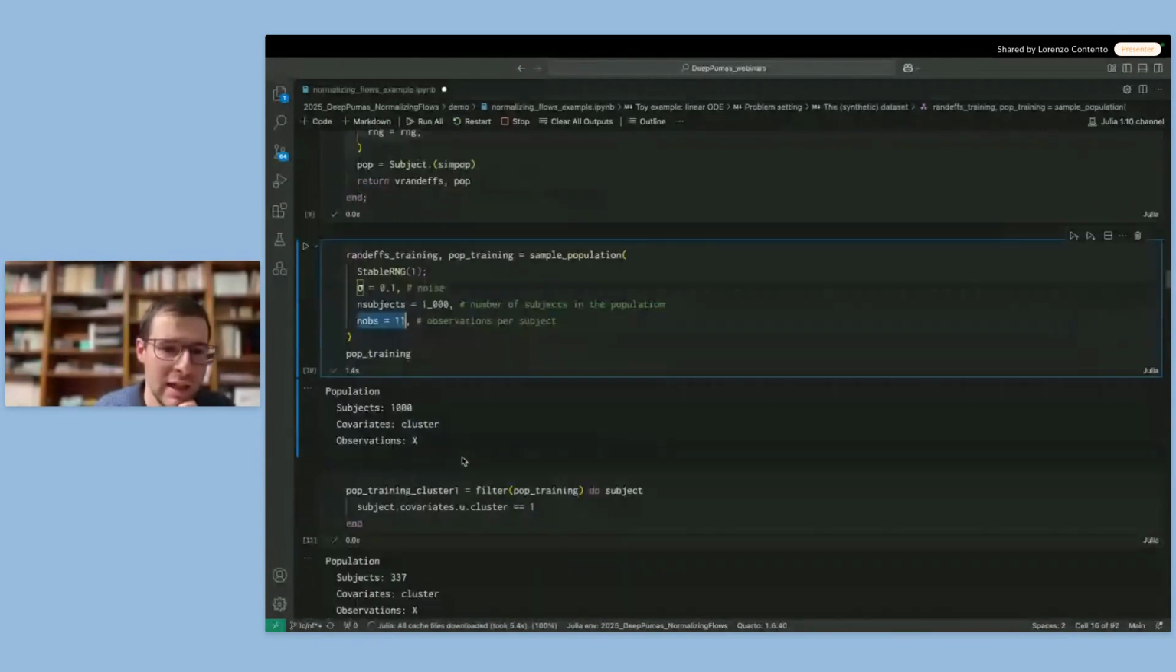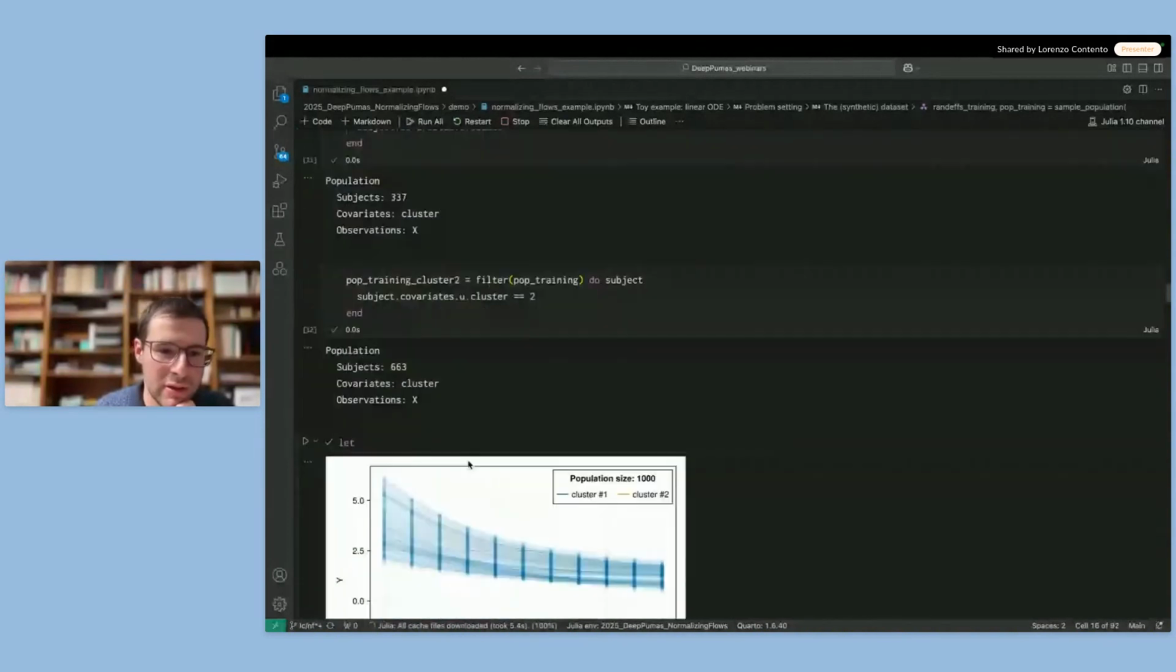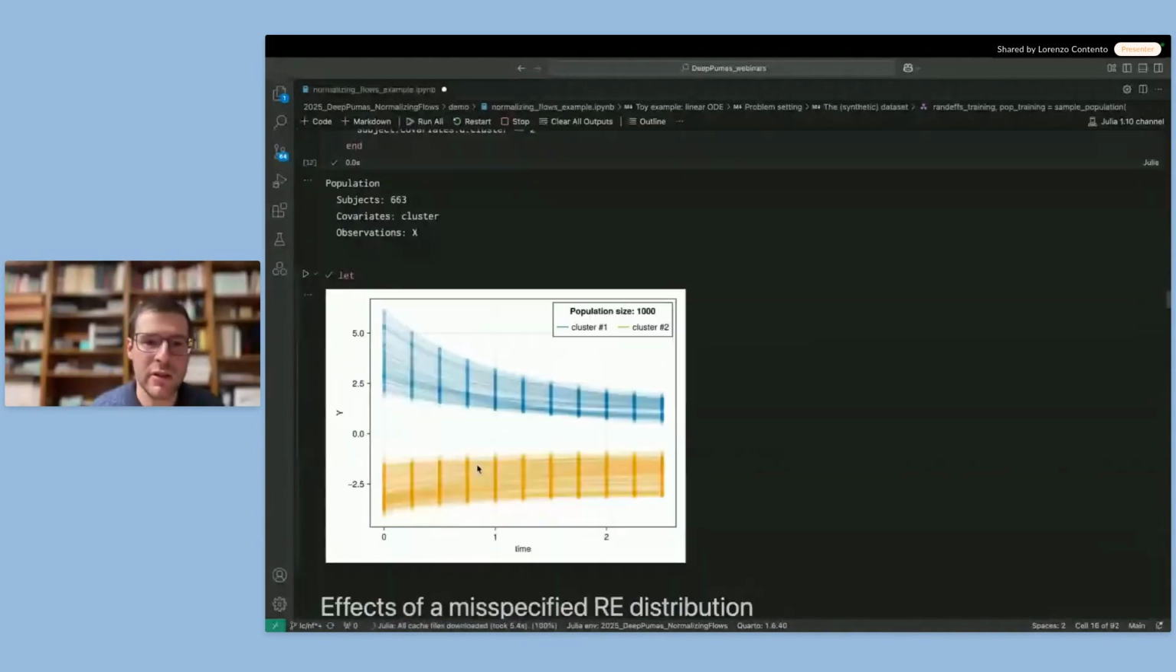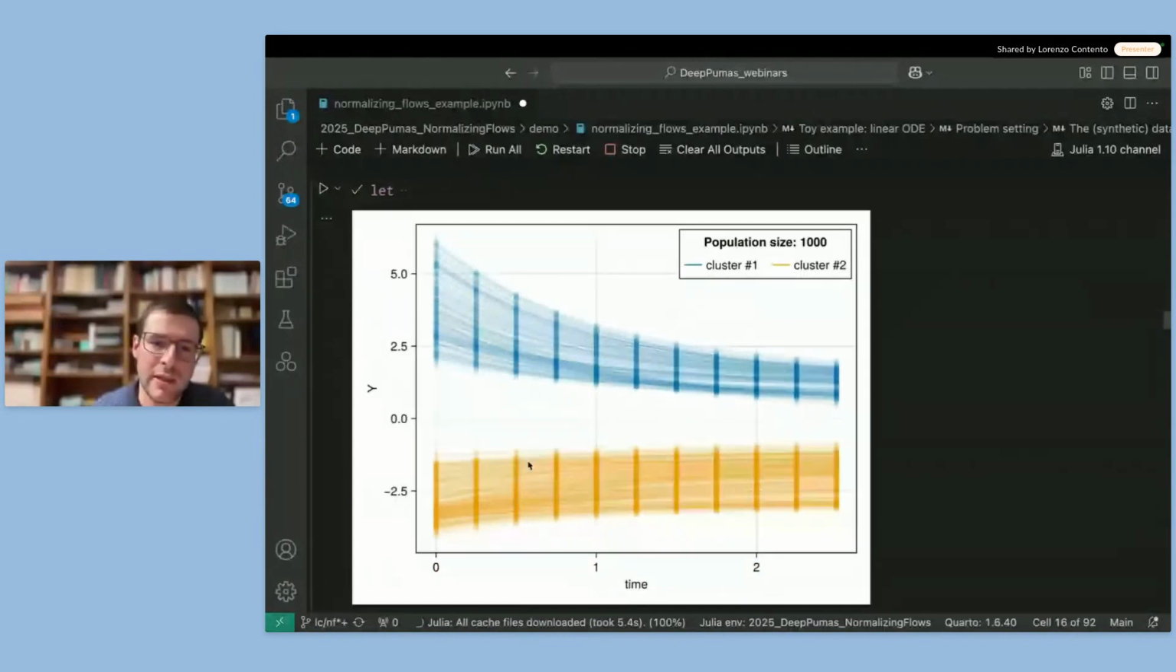To visualize this population, I just plotted the trajectories. We see here the two clusters in which the behavior is drastically different. One cluster converges from above to a limit point which is below the starting point, and the other cluster behaves completely in the opposite way. Okay, so this is our training data.